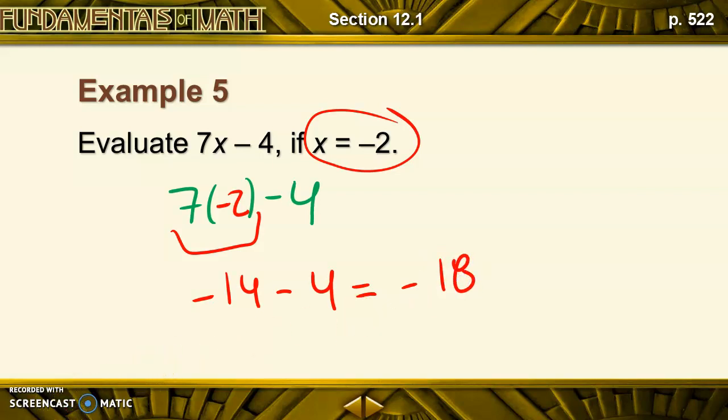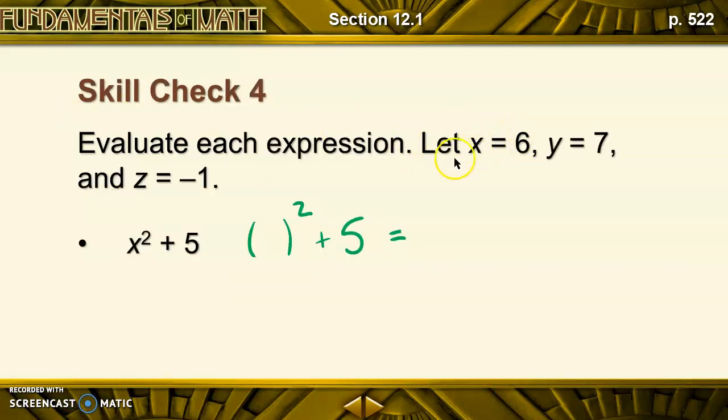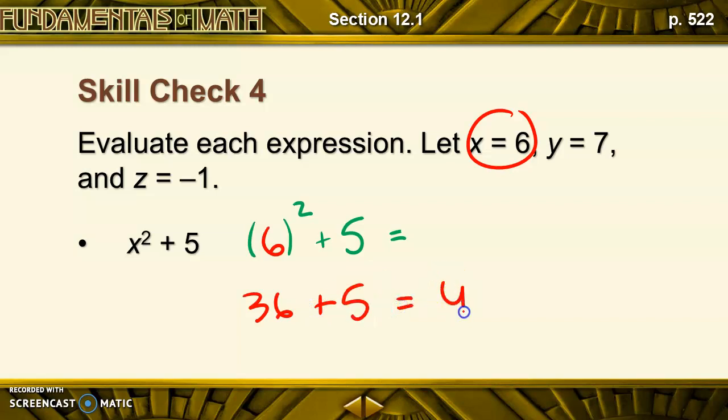Cool? Cool. If given multiple variables to plug in, we have to identify the right one. In this case, we do know that x is equal to 6, so we plug 6 in there. 6 times 6 is 36, and 36 plus 5 is 41. And we're just going to follow our order of operations. Exponents first and add. Cool? Cool.